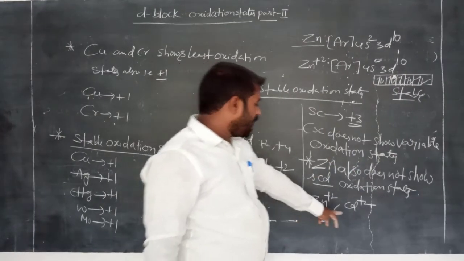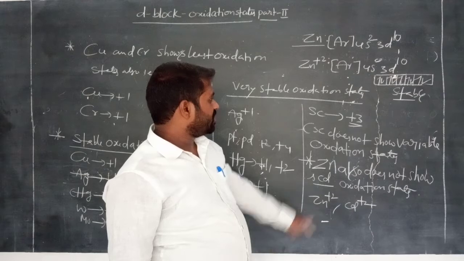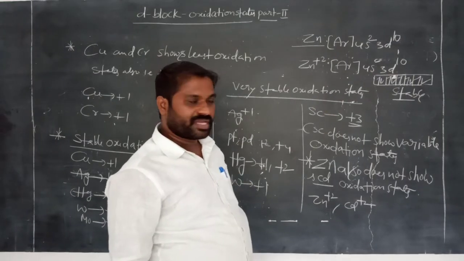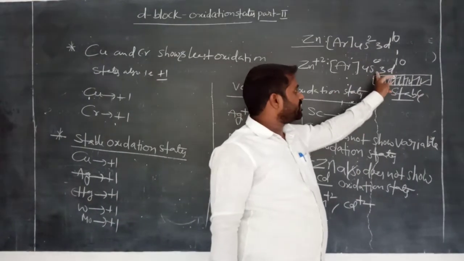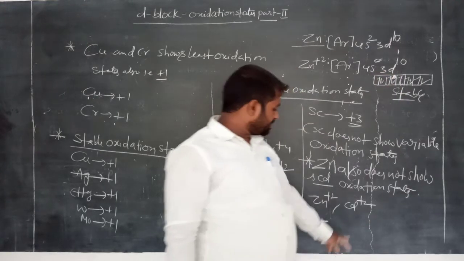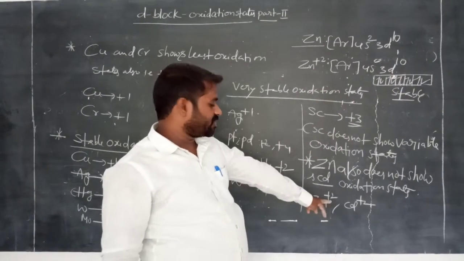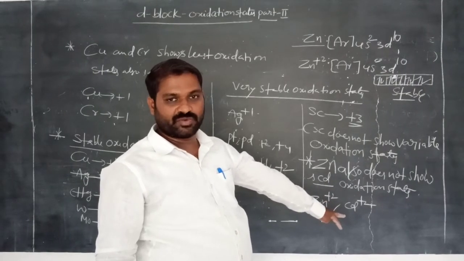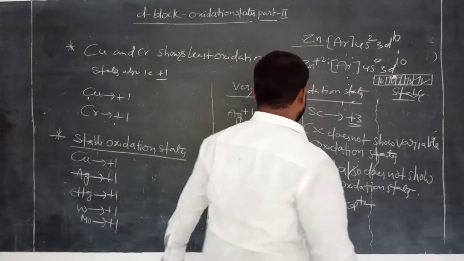The same applies to cadmium, which belongs to the same group, the second group. It is also like that, 4d10. Cadmium in the outermost shell is 5s2 4d10. After losing two electrons, the d orbital also possesses 10 electrons and becomes more stable. Remember this. These do not show variable oxidation states.